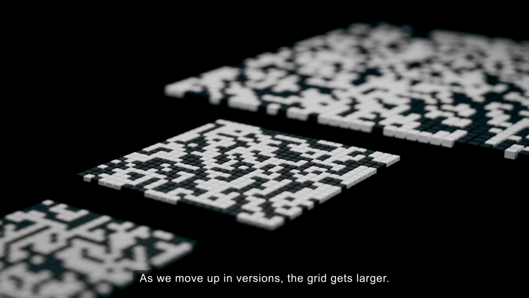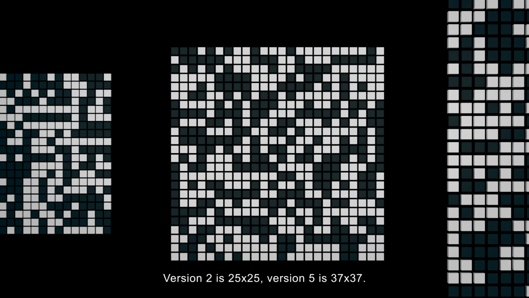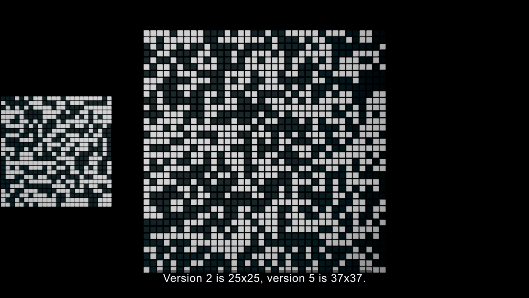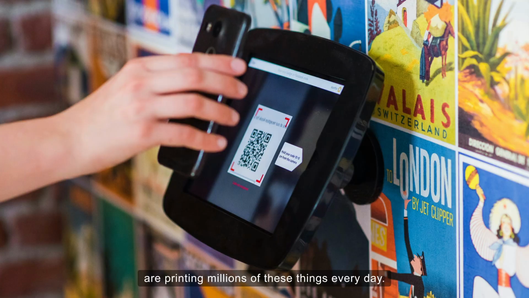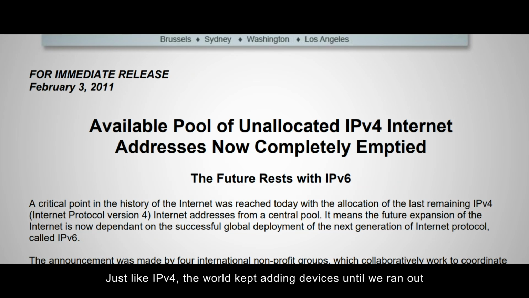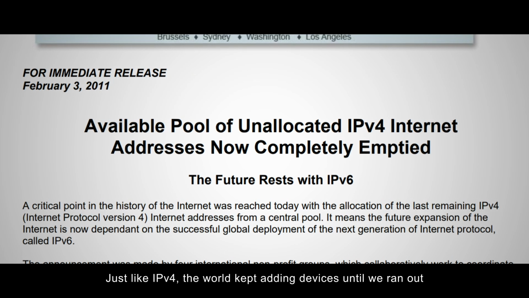As we move up in versions, the grid gets larger. Version 2 is 25 by 25, version 5 is 37 by 37. Each step adds 4 modules per side, but keep in mind, we are printing millions of these things every day. Just like IPv4, the world kept adding devices until we ran out of addresses.